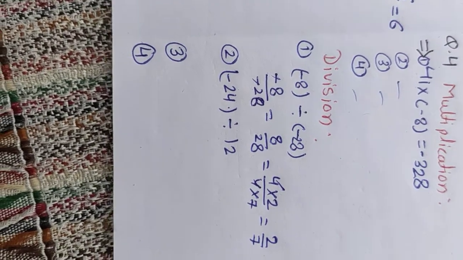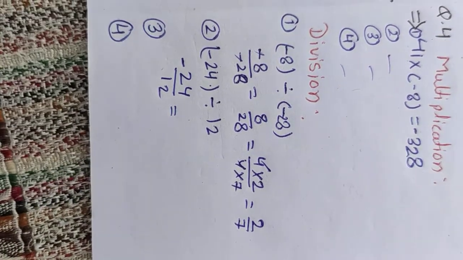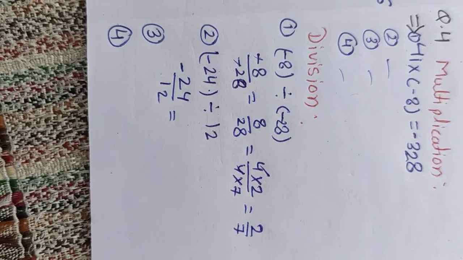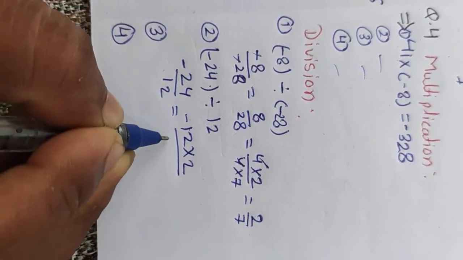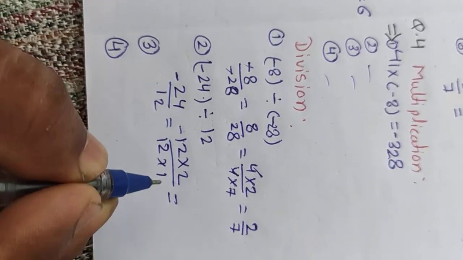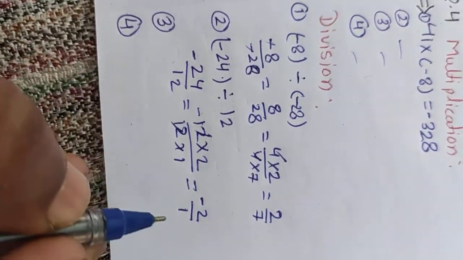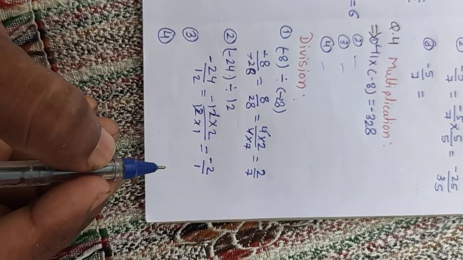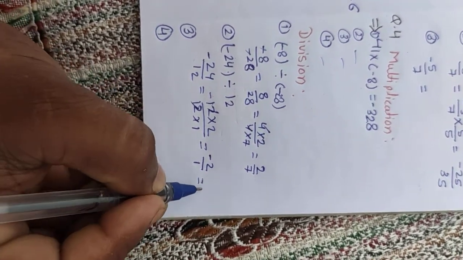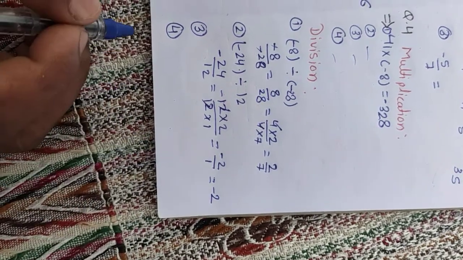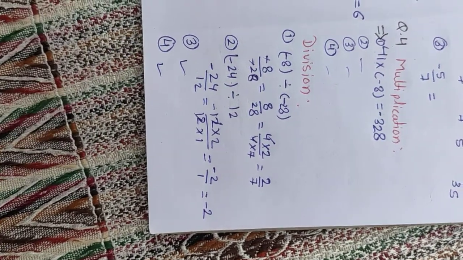Similarly, for the second example I take minus 24 upon 12. So it's very easy, both come in the table of 12. So we write 12 2s are 24 and 12 1s are 12. So 12 and 12 cancel, we got minus 2 upon 1, and I said if in the denominator 1 is there, we have to write only the numerator. So its answer is minus 2. So on the basis of these two you have to write the third and fourth.